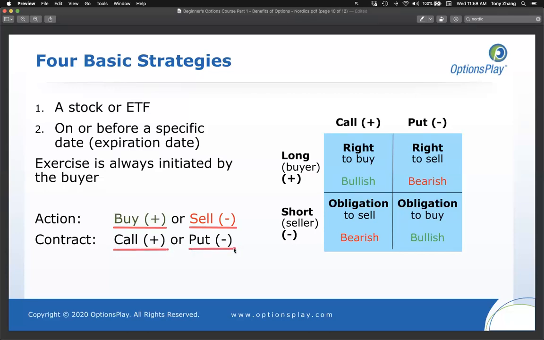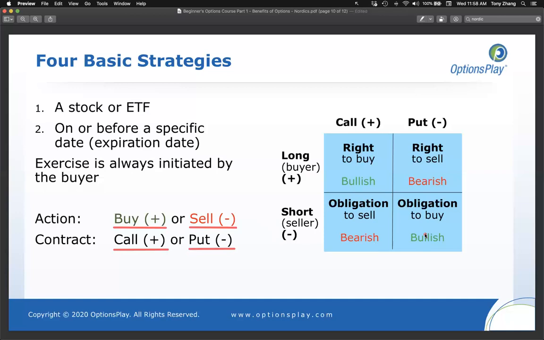All you have to do is basic multiplication to get a sense for whether you're trading a bullish or bearish strategy. So buying a call is a positive and a positive, so that is a bullish strategy. Buying a put is a positive and negative, that makes it a bearish strategy. Shorting a call, which is a negative and a positive, makes it also a bearish strategy. But when you sell a put, you get negative and negative. That's how you get a bullish strategy.